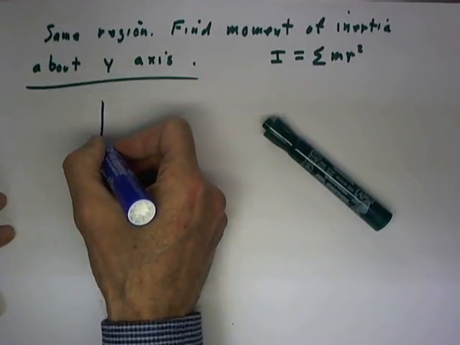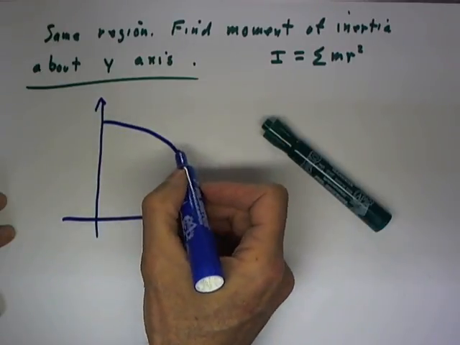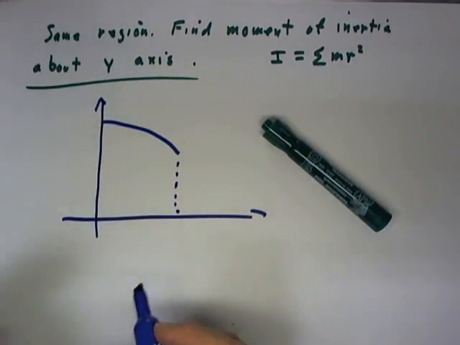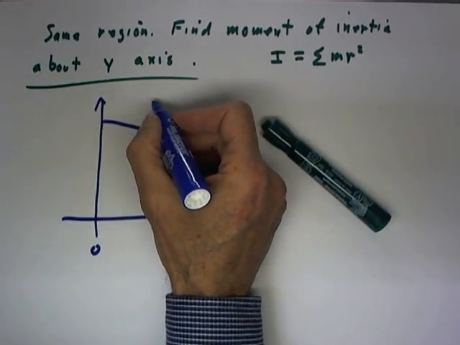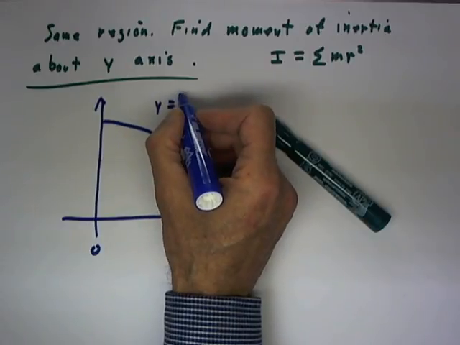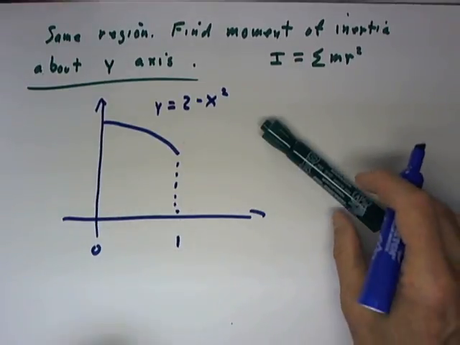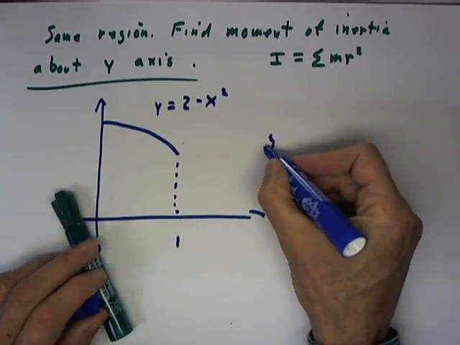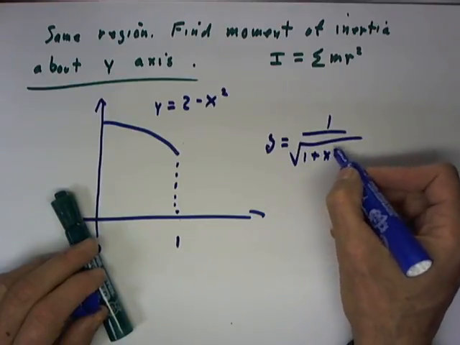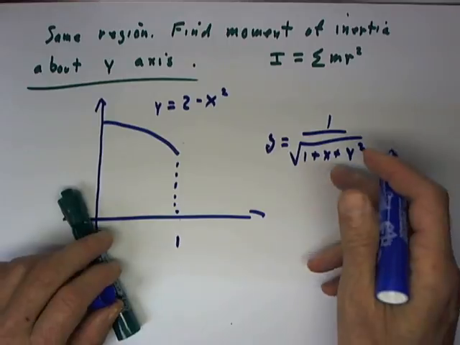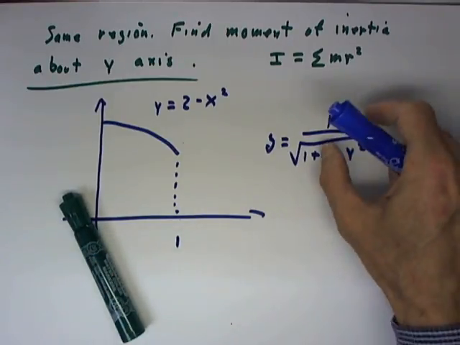First, let's just do a representative sketch of our region. Our region, as before, runs from x equals 0 to x equals 1, and the curve bounding the region from above is y equals 2 minus x squared. Our density function is still going to be 1 over the square root of 1 plus x plus y squared, giving us an integral we might not even be able to evaluate, but let's go ahead and write it down.